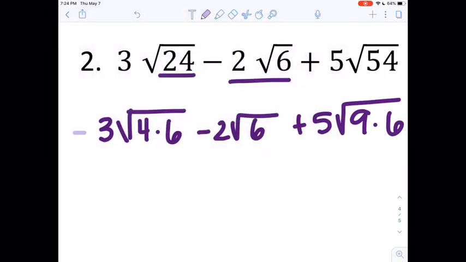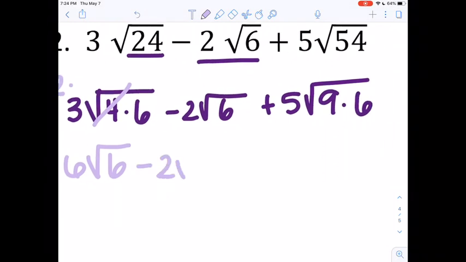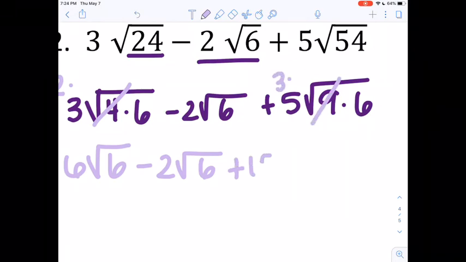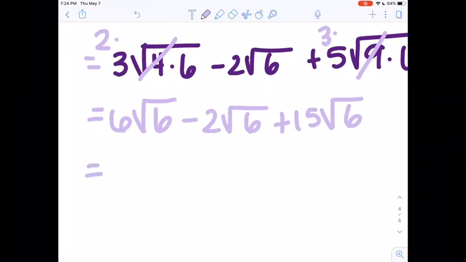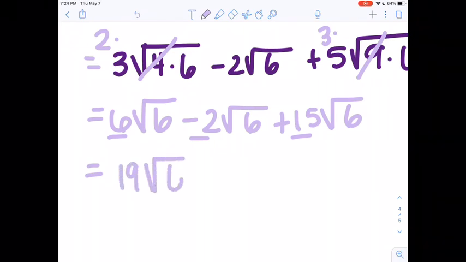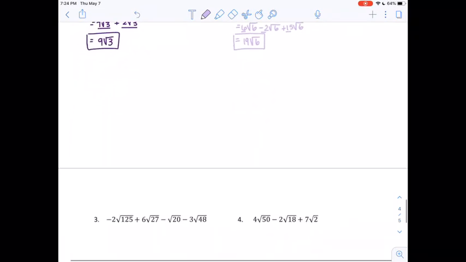So let's simplify these. So the square root of 4 is 2, so that 2's got to multiply by the 3, so I get 6 root 6. Can't simplify the 2 root 6. And over here, the square root of 9 is 3. Multiply by that 5, so I get 15 root 6. Now these are all like radicals, and I can combine all of the numbers in front. So 6 minus 2, that's 4, plus 15, that's 19 root 6. Okay?